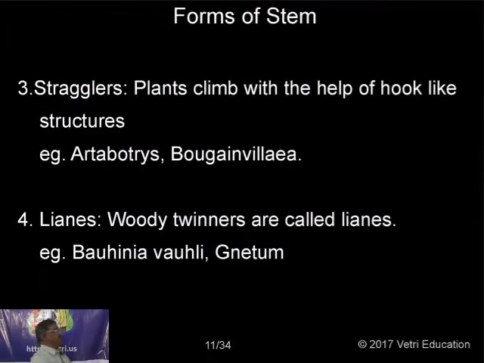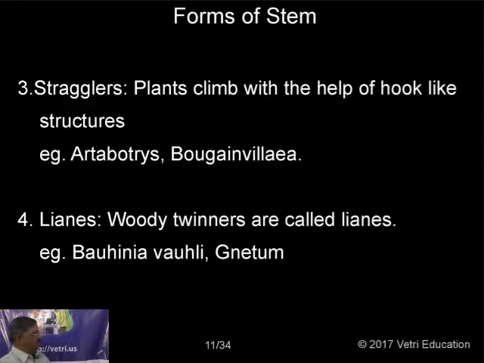The third one is a straggler. Stragglers climb around the support with the help of hooks or spines. Here the examples of Artabotrys and Bougainvillea are there. They climb with the help of spines, and Artabotrys with the hooks.